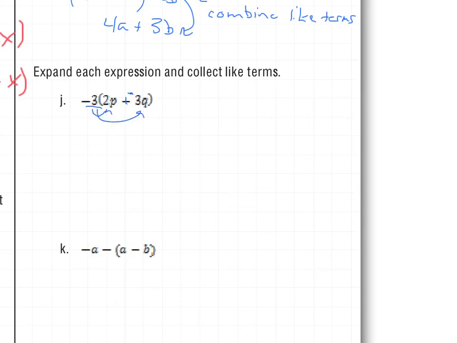That's going to give me negative 6p plus negative 3 times negative 3. This is one where I have to be really careful. Negative times a negative gives me a positive 9q.